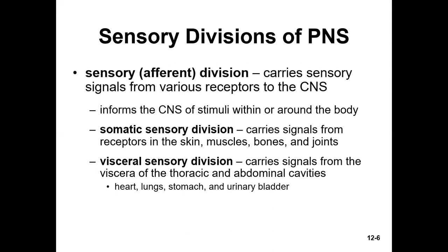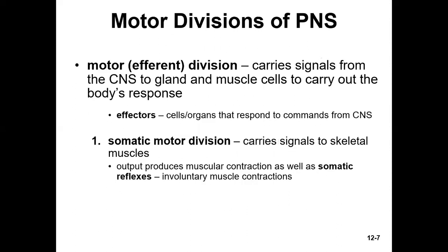The somatic sensory division will pull information from the muscles, the bones, the joints, and the skin, and pull it into the central nervous system, whereas the visceral sensory system will pull information towards the central nervous system from the organs, from your guts, from the heart, the lungs, stomach, bladder, etc.